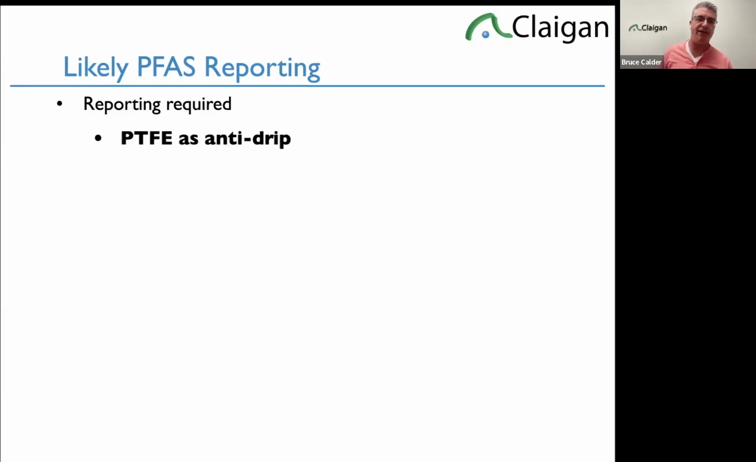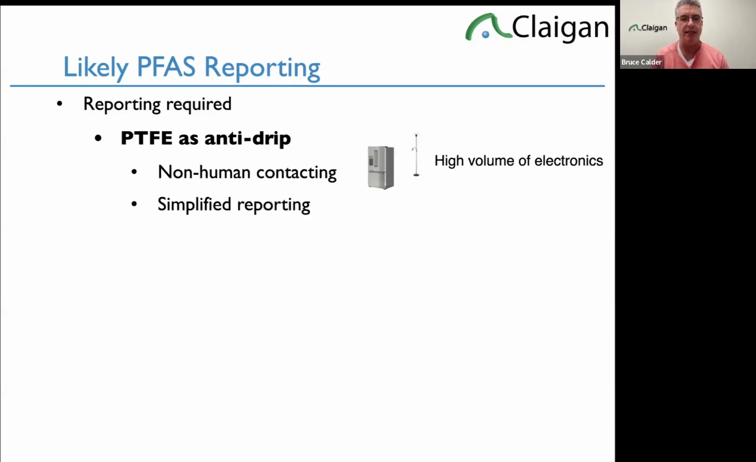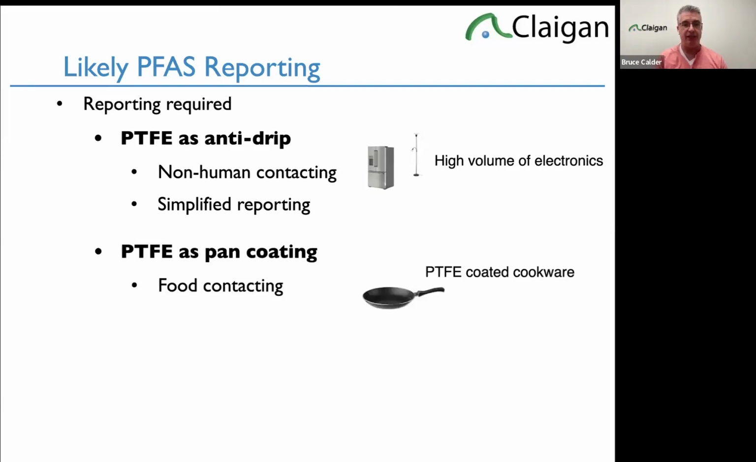So imagine they have to report PTFE as an anti-drip. We said that from the electronics. High volume electronics use PTFE as an anti-drip. We'll say it's not human contacting. They have simplified reporting. Honest to goodness, the reporting is appliances, PTFE, and that's it. And then their address and contact information. If it's not in the list of human contacting textiles, etc., children's, the reporting requirements are really low. PTFE as a pan coating, on the other hand, is food contacting. It has to have complex reporting. And we can help you with that. Everybody's like, oh, you have to know all this formulation thing.